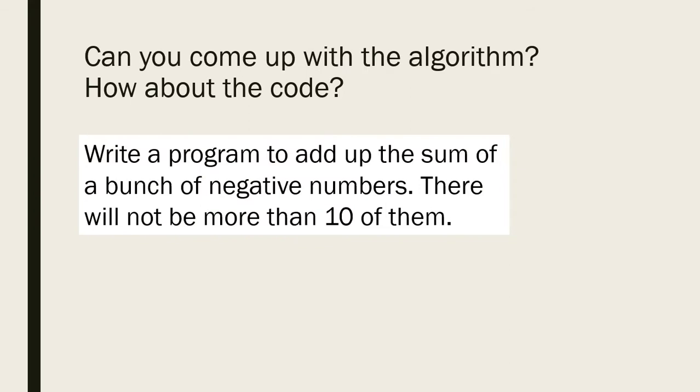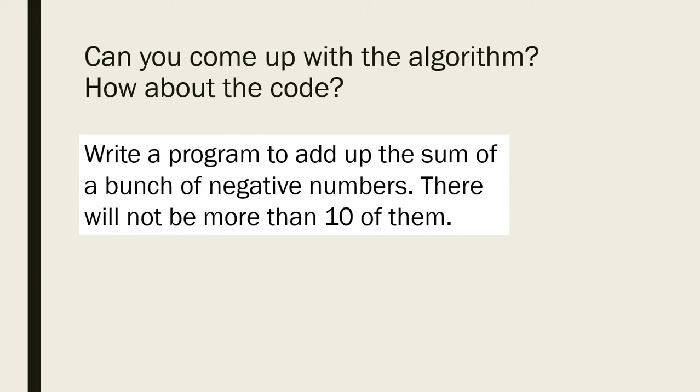So let's do a quick review of these things and see how they might come into play in various situations. You can think about algorithms and you can think about code. It's easiest to think about algorithms and then discuss what kind of code might come from it. So here's a sample problem. Write a program to add up the sum of a bunch of negative numbers. There won't be more than 10 of them. Consider what control structures you might need for this.